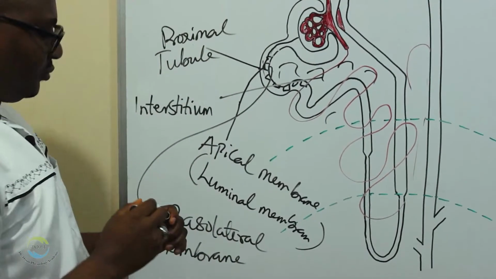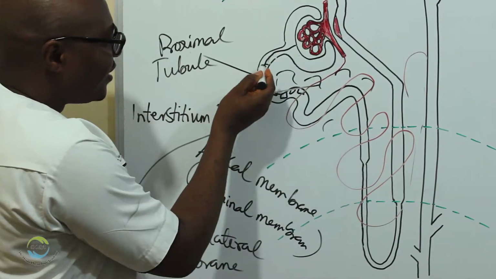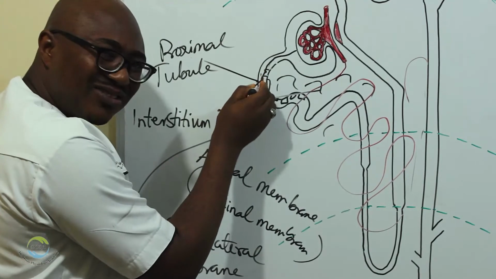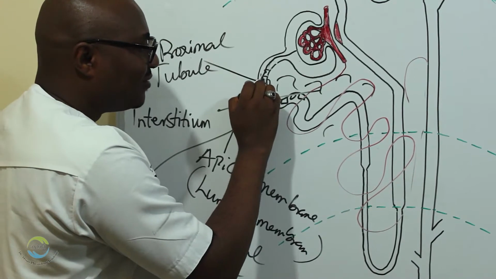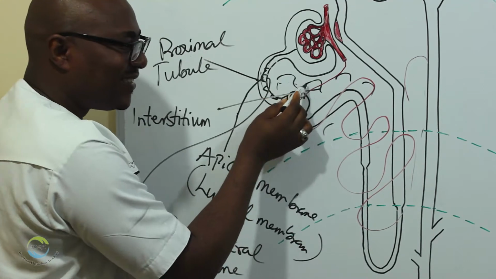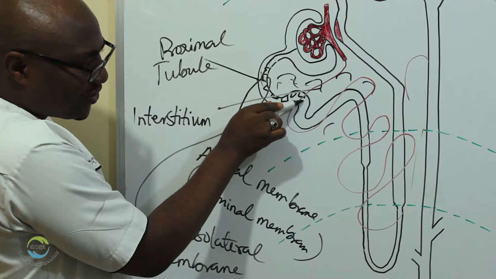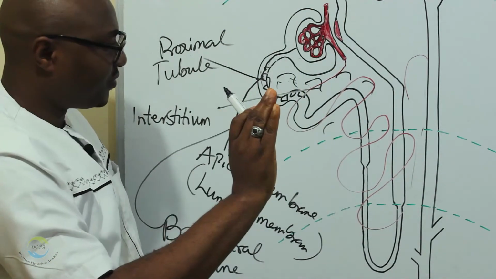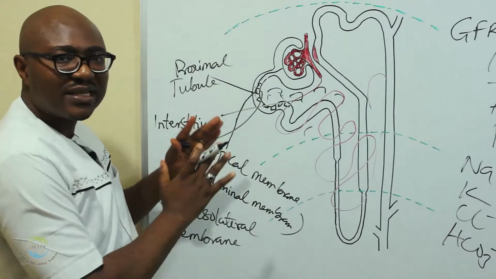membrane. So when substances need to be reabsorbed, they come from the lumen, pass through the apical membrane, enter into the cell, then pass from inside the cell through the basolateral membrane and enter into the interstitium, which has interstitial fluid. Then from the interstitial fluid, they gain entrance into the peritubular capillaries, which enters the circulation, the bloodstream. All right? So now we want to talk about how these substances move.